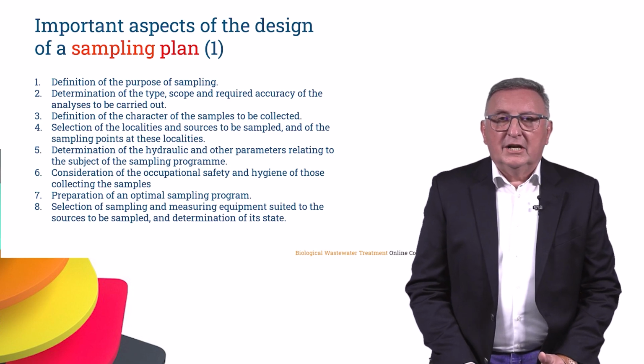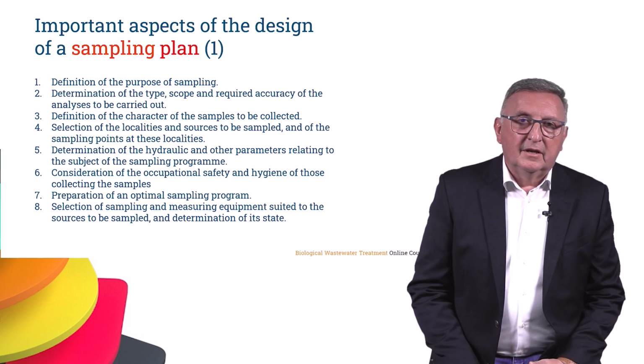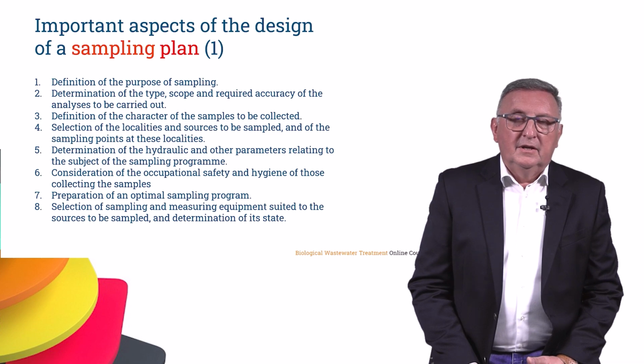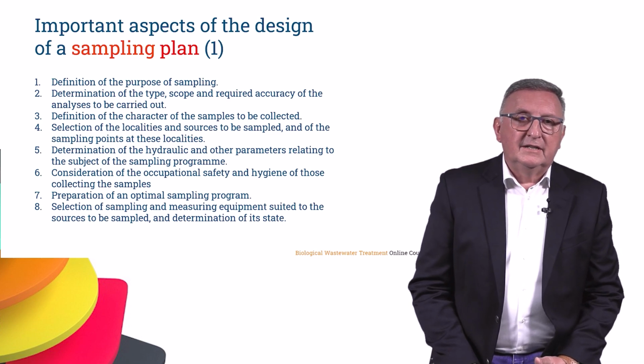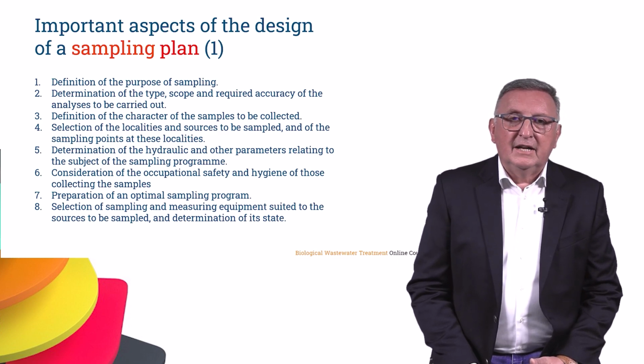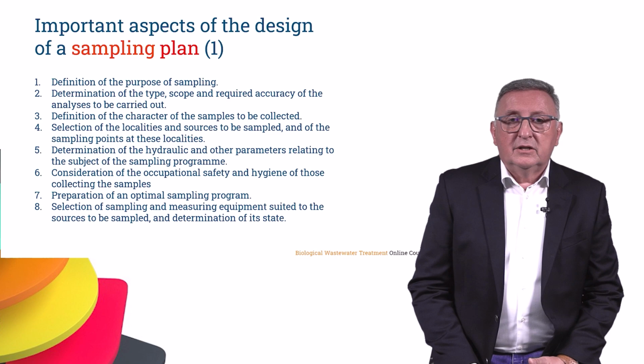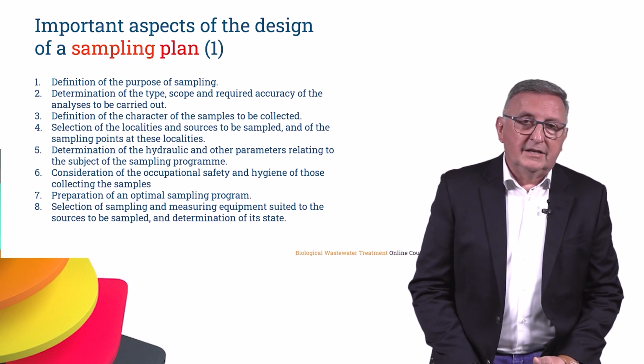These are kind of checklists that are really useful to consider before you go into the sampling procedures. In these steps, you'll have to define the purpose of sampling, as I mentioned before, the type, scope, and required accuracy of the analysis to be carried out. You need to define the character of the samples to be collected, selection of localities and sources to be sampled, and of the sampling point at these locations, determination of hydraulic and other parameters relating to the subject of the sampling program. You need to consider the occupational health and safety and hygiene of those collecting the samples.